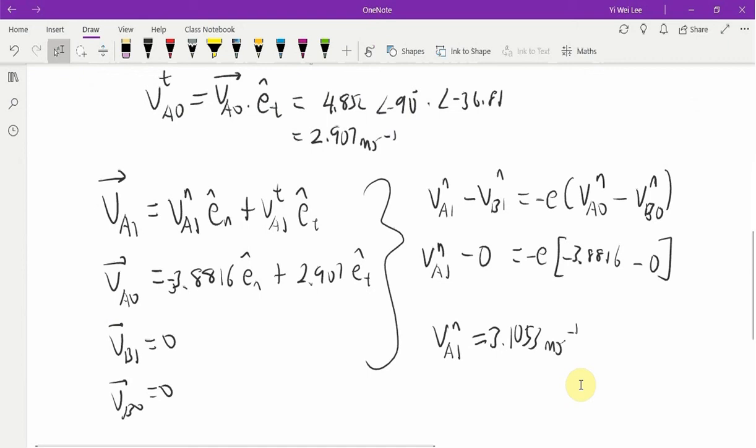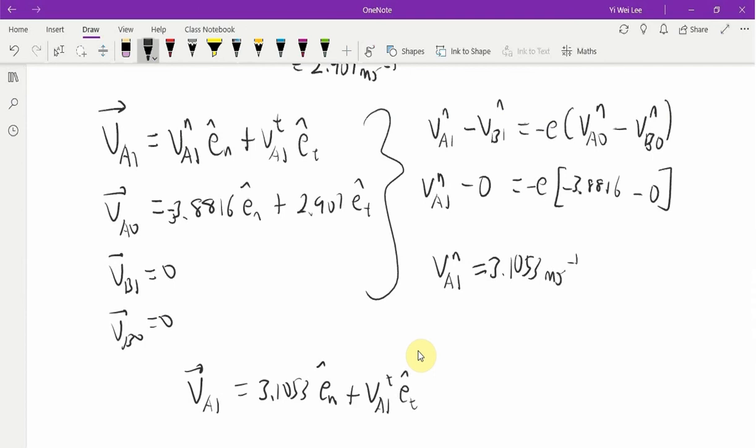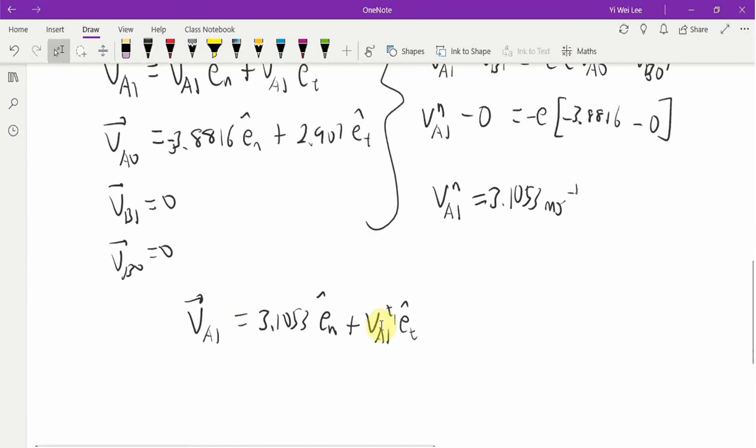Now, this is actually the velocity of particle A after collision, but it's only VA1N. It's not the total velocity of particle A after collision. It's the component of the velocity of particle A after collision which is normal to the collision plane. So in this case, VA1 is equal to 3.1053 en plus VA1T et. Now to continue the question, we have to find out what VA1T is.